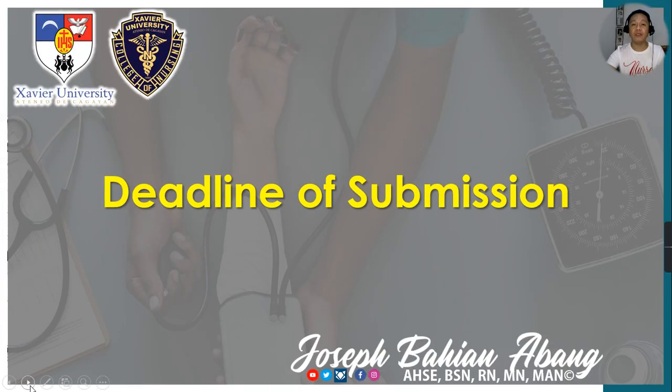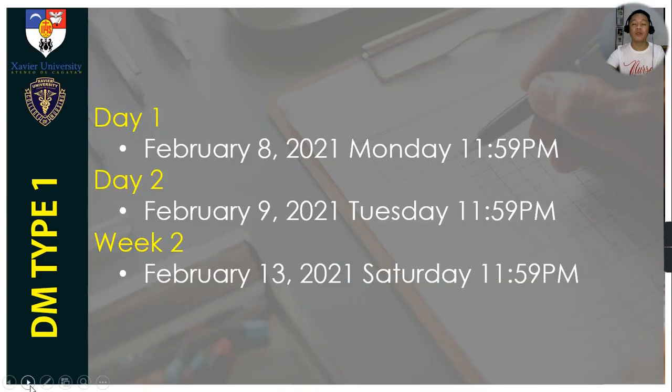Let's now have the deadline of submission. For day 1, the deadline is February 8, 2021, Monday 11:59 p.m. For day 2, the deadline is February 9, 2021, Tuesday 11:59 p.m. For week number 2, the deadline is February 13, 2021, and that's a Saturday 11:59 p.m.